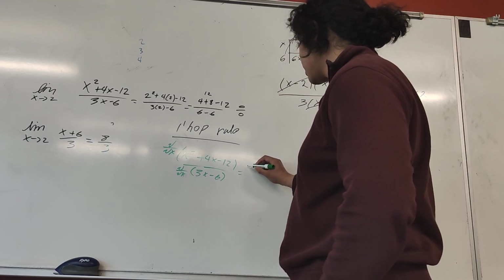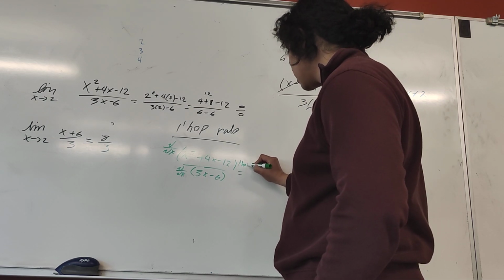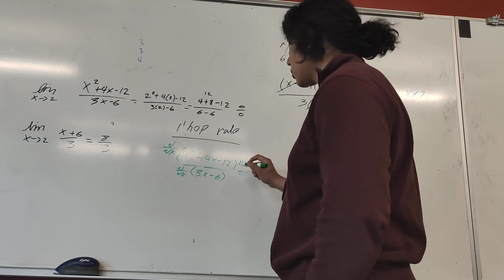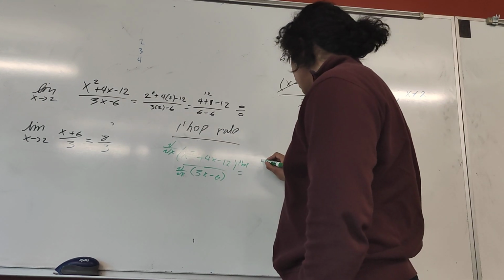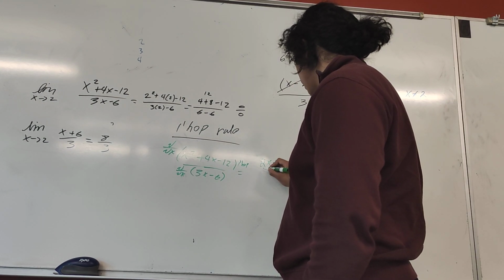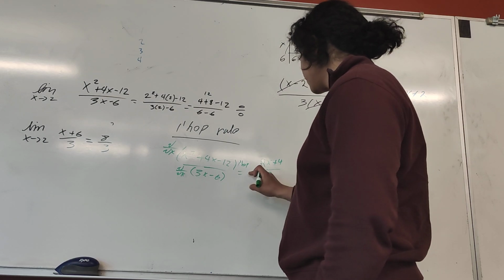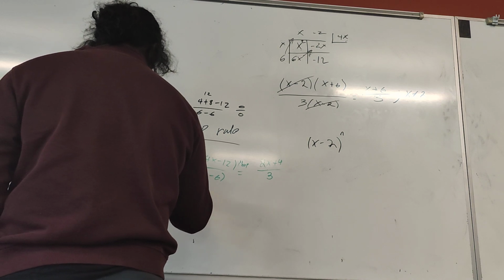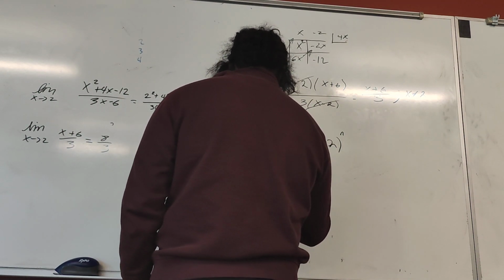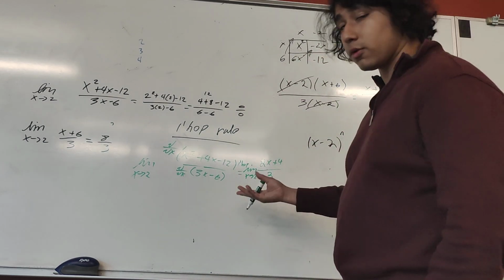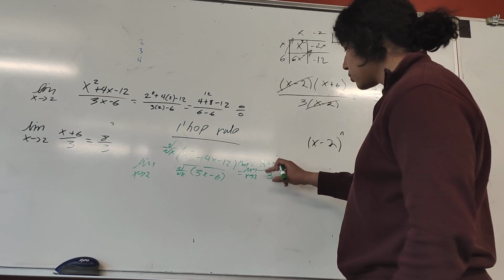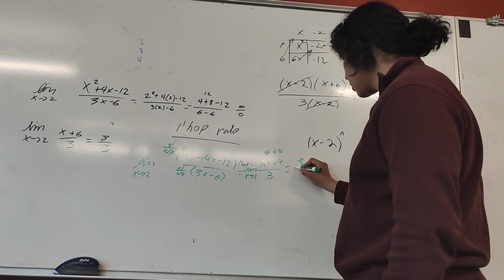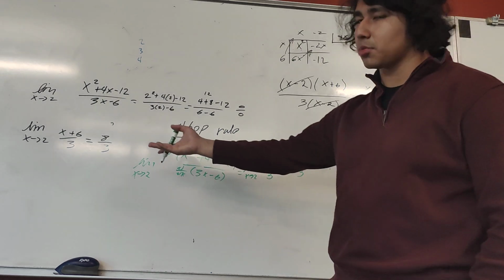Write down what you did here. So you're doing L'Hopital's rule to this right here. So 2x plus 4 over 3. Don't forget your limit, by the way. And now we can actually substitute. So if we substitute 2 here, we have 4. 4 plus 4 is equal to 8. 8 over 3. So it gives you the same solution.